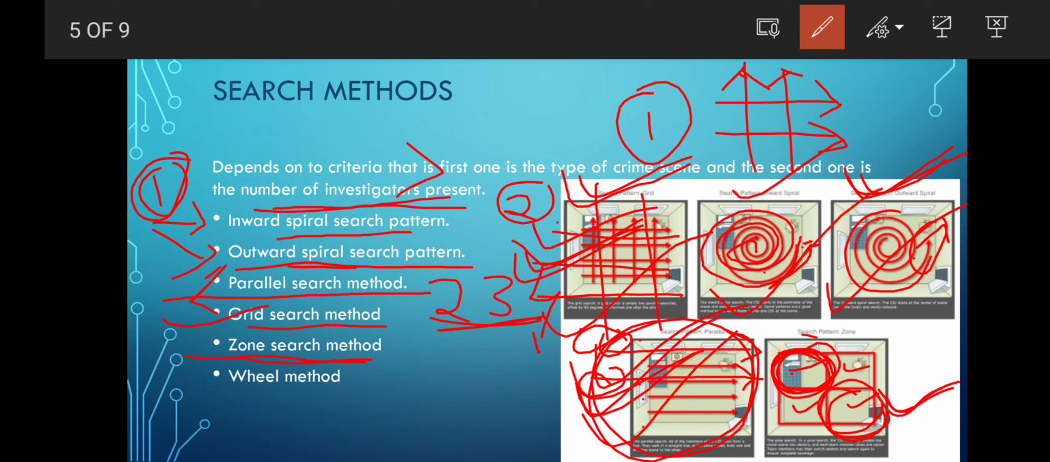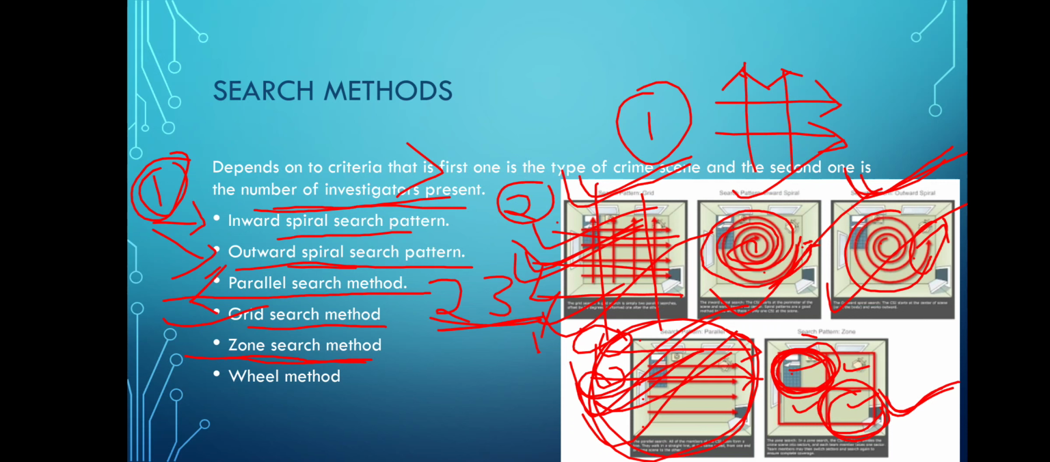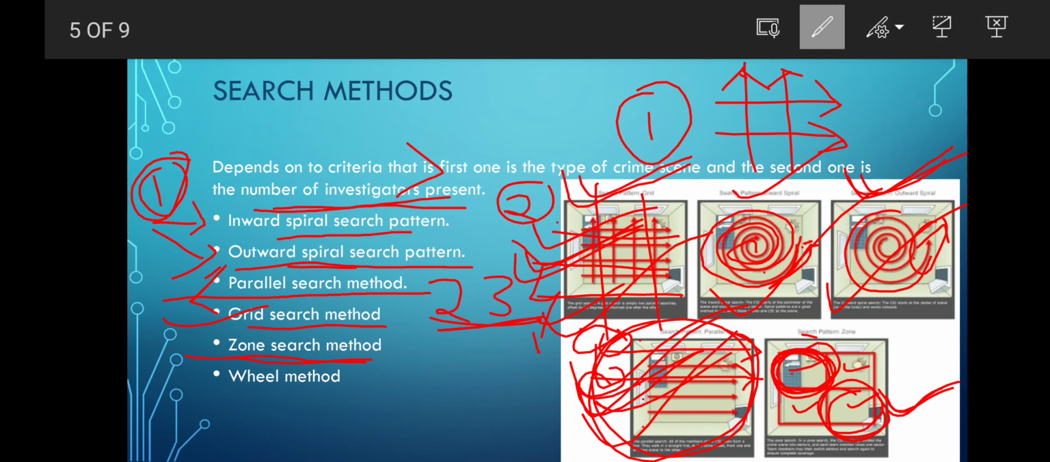Okay, somewhere like that type of area, it is not possible to work in parallel or in a grid format, coordinating with each other. So they do this zone search pattern. Okay, then moving on.